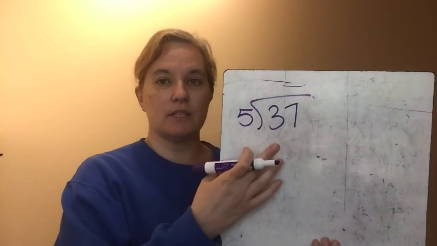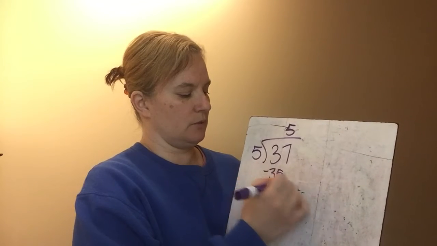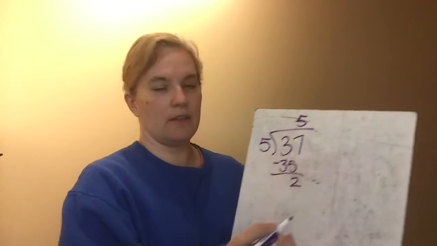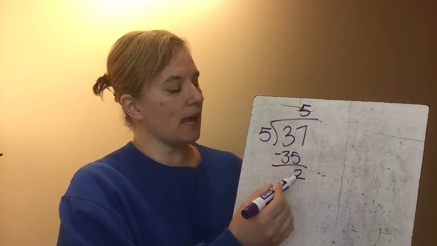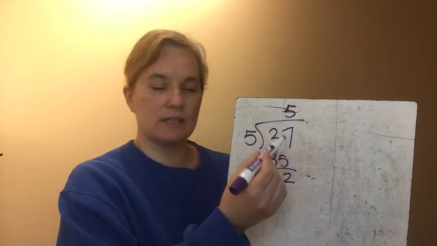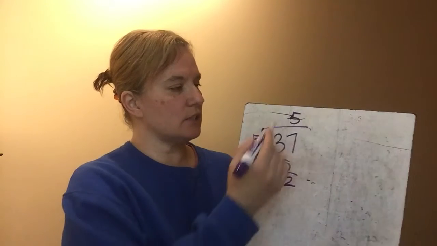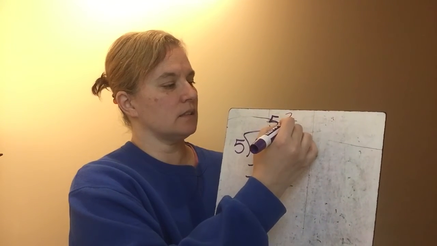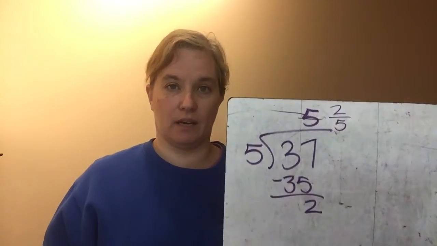So, let's take their example. They had 37 divided by 5. 5 goes into 37 5 times. Subtract, I get my remainder. There's nothing else to bring down. I can't get any closer to 37 counting by 5s. So that means that 2/5 are left over when I am dividing by 5.